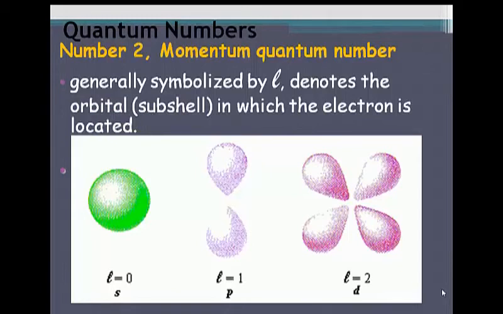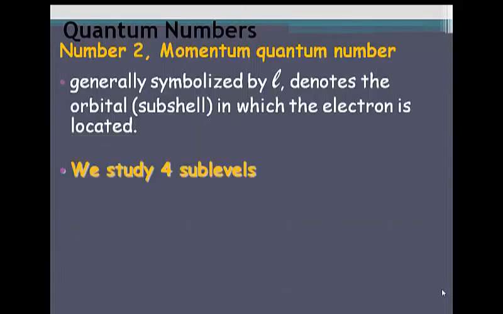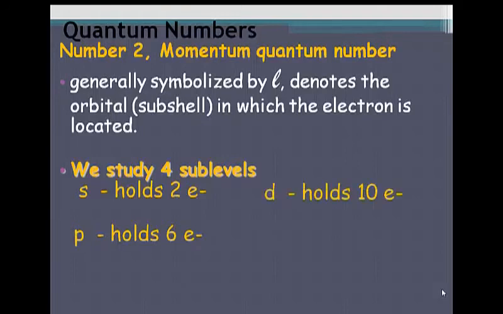The second quantum number is also known as the momentum quantum number. Now, in general, this is usually symbolized by a letter L. That designates the orbital or the subshell in which the electron is located. We study 4 sublevels. The first one is an S sublevel. This always holds a maximum of 2 electrons. There's also a P sublevel, which holds a total of 6 electrons. A D sublevel that holds 10 electrons, and an F sublevel that holds 14 electrons.